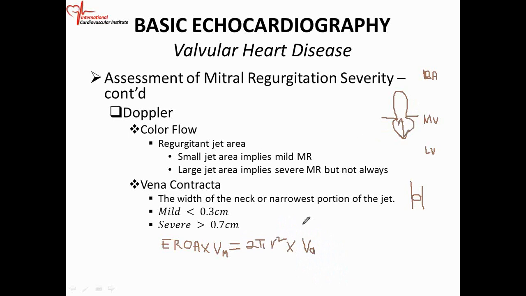Okay. So you measure it on your machine, you plug it in the equation, you know what pi is, you get the Aliasing velocity in the machine, so you can calculate this EROA. All right. Effective regurgitant orifice area. It's the area through which a regurgitation is occurring from the LV into the left atrium. The greater the regurgitation, the greater the area. The smaller the regurgitation, the smaller the area.